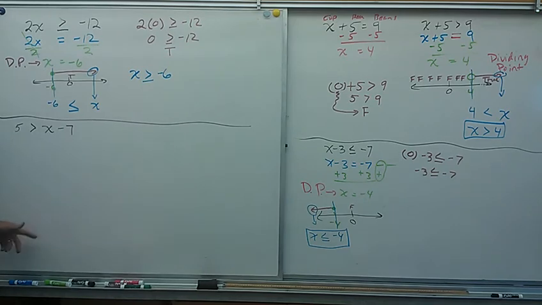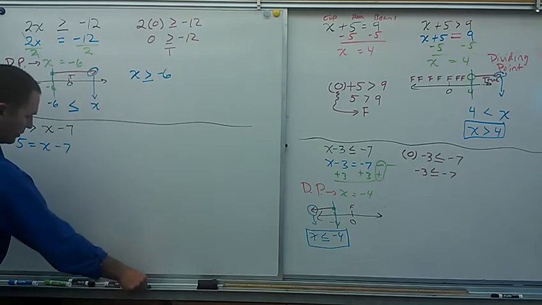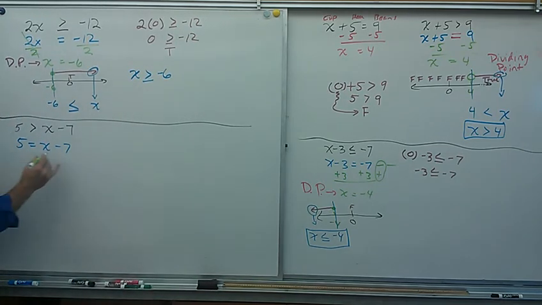All right, last one here. We're going to do our first step, which is to change it into an equal sign. 5 equals x minus 7. Then we're going to solve for x. Do the opposite operation. Add 7. Add 7. 12 is equal to x. I just found my dividing point.